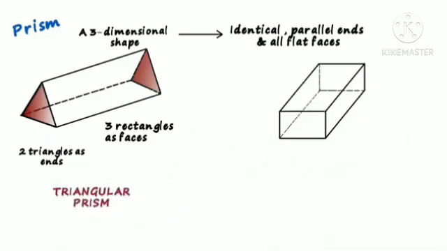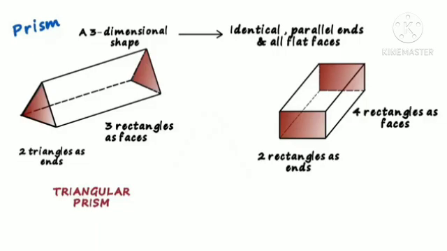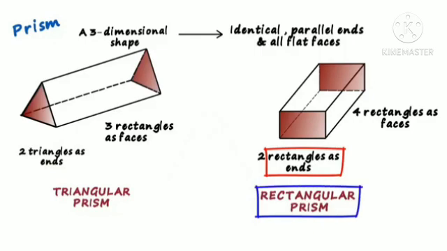Here's another three-dimensional shape. Let me color its ends. We can see that it has two rectangles as ends and they are also parallel to each other. And it has four rectangles as faces. One on the right hand side, one on the left hand side, one at the top and one at the bottom. So all its faces are flat. This is called a rectangular prism. So if you noticed, the prisms are defined by their ends. Triangles as ends, triangular prism. Rectangles at the ends, rectangular prism.